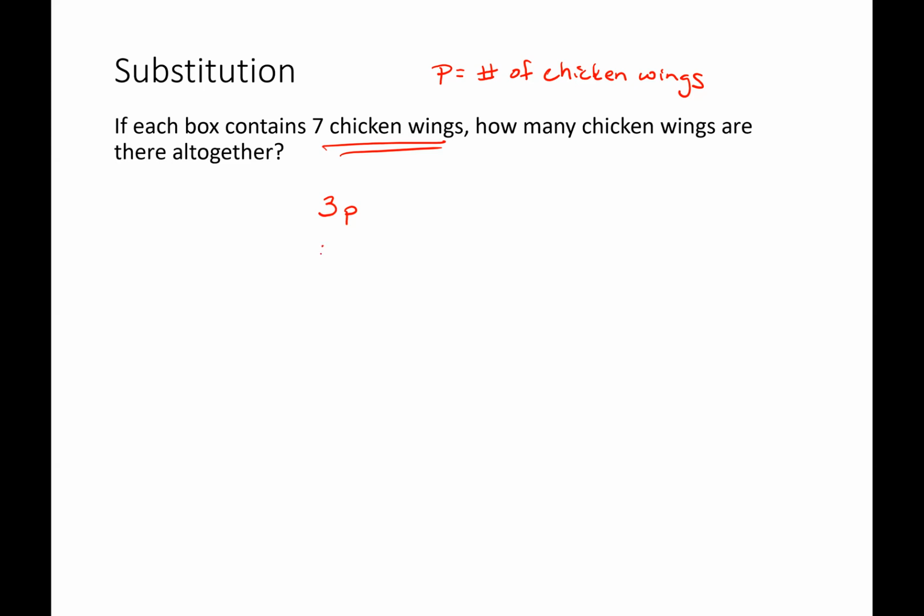Yeah, 3 times 7. My next step is to substitute. 3 times 7. Let's be writing all of this down. What's my final step? What do I need to do? Piper. Yep, what's my answer? 21 chicken wings, good.